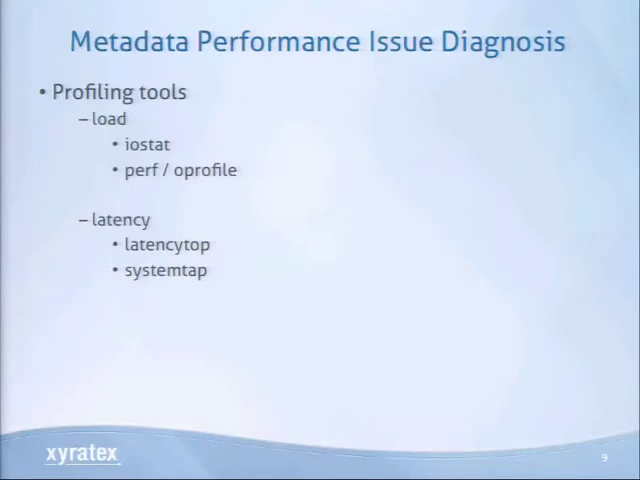For profiling tools, if you want to see the load of your backend storage, we normally use iostat to see if it's overloaded. And then perf and OProfile are used for CPU load. You want to see if there are any kernel threads hogging the CPUs and starving other kernel threads that are servicing the requests.